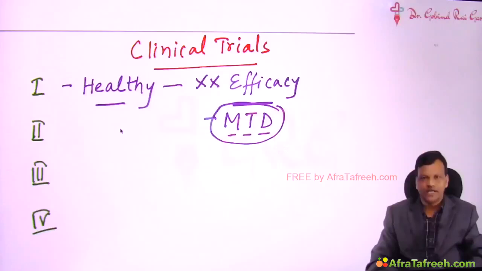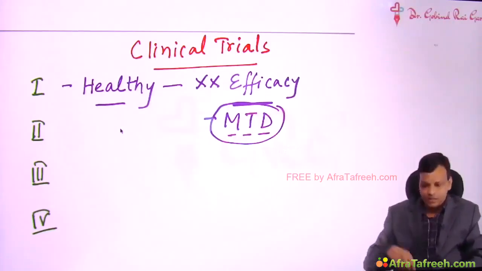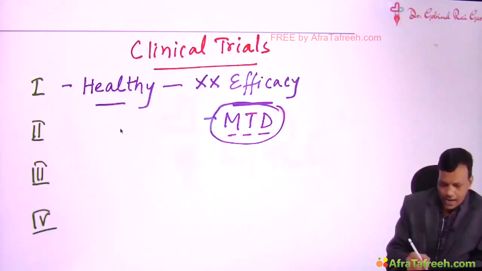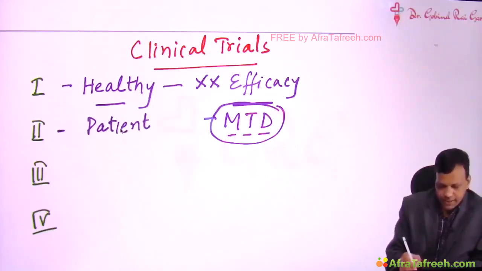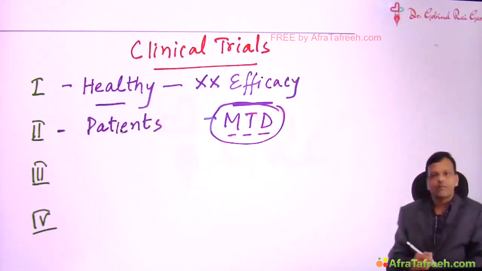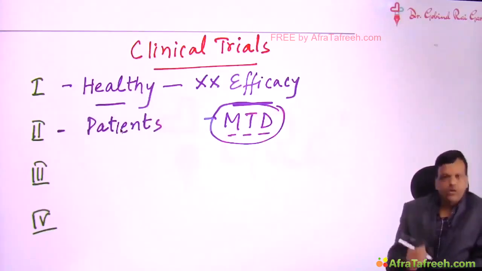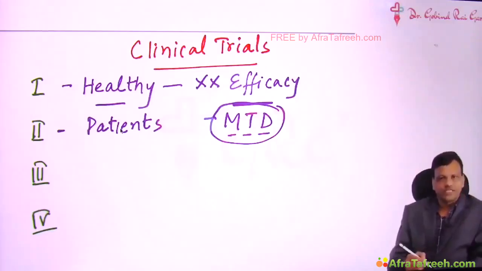Now after the phase 1 trial, we will come to the point that we cannot give a dose higher than this. Now we will go to phase 2, and phase 2 is done in patients. So it is the first clinical trial in patients. Now because it is done in patients, we can know the efficacy. So it is the first trial in which we can know the efficacy of it.